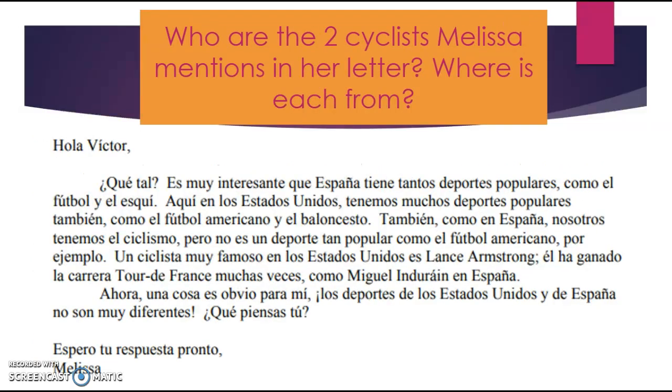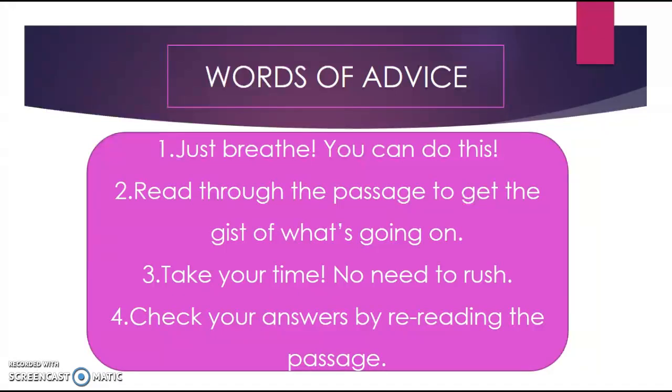Okay, and then who are the two cyclists Melissa mentions in her letter? Where is each from? So again, that's why I say note when you see proper nouns, when you see people's names, try to figure out who they are so you understand the context of the reading a little better. So we know Lance Armstrong, Miguel Indurain are the two that she talks about. And then, of course, Lance is from the United States, los Estados Unidos, and then Miguel is from España, which is Spain.